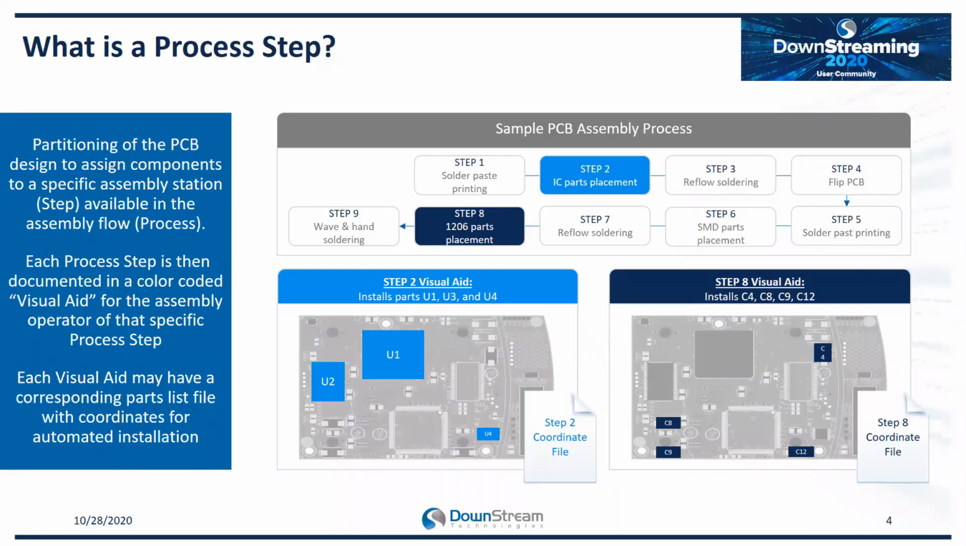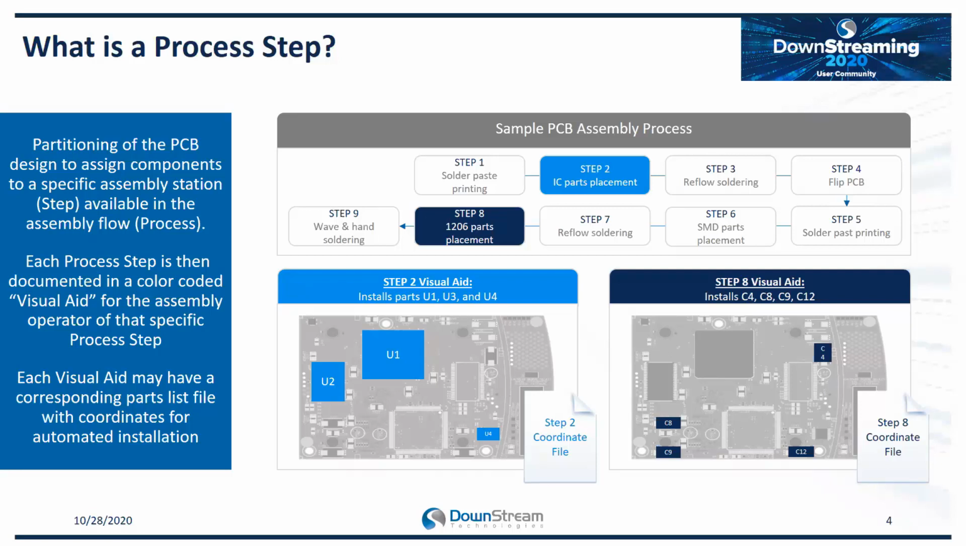Each process step, especially for the manual process steps, can be documented in a color-coded visual aid, a document sheet, for the assembly operator of that specific process step. In addition to that, for each process step, I can also extract the centroid information, the XY location, for those parts that make up that process step. I may not need a visual aid if it's automated, though for final inspection and so on, these are useful.